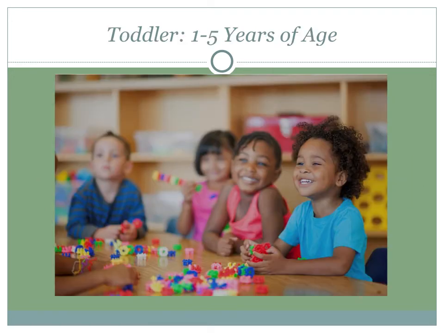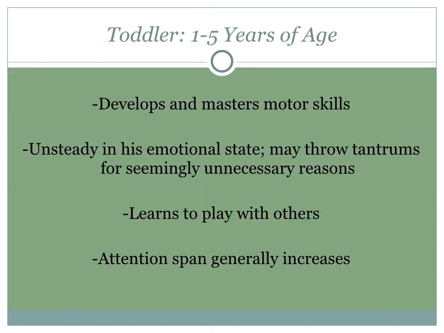This next stage is the toddler stage, from ages 1 to 5 years of age. It is during this time that not only do the motor skills continue to develop, but the child soon begins to master some of these motor skills at the same time. Now, he may be unsteady in his emotional state. He may throw tantrums for seemingly unnecessary reasons.